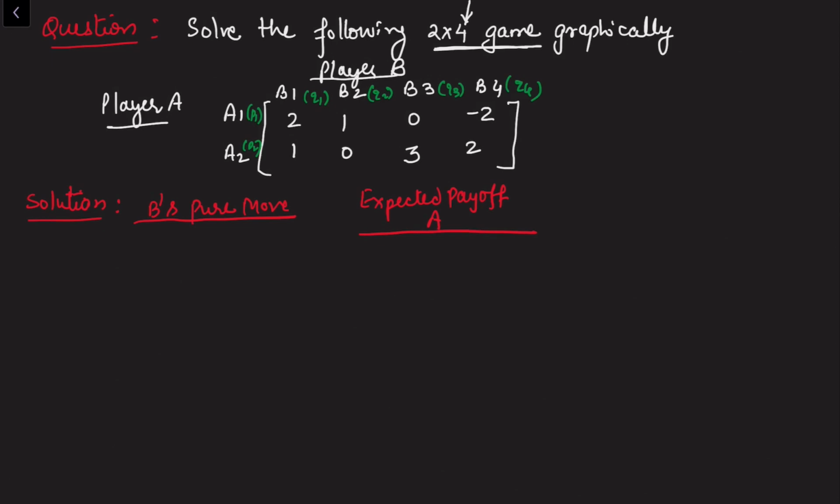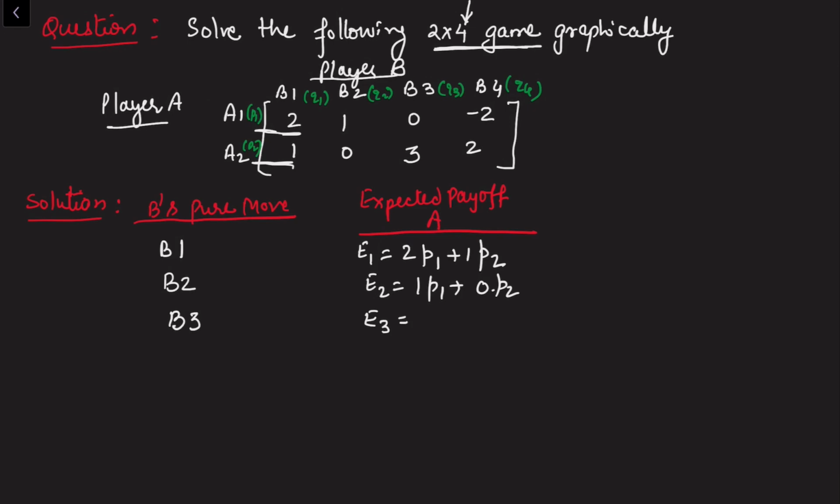Once we write B's pure move, let's say B moves with the move B1. If it is B1, the expected gain is 2 times the first probability plus 1 times the second probability, that is P2. I am simply multiplying these two quantities. If B moves B2, then the expected gain is 1 into P1 plus 0 into P2. If B moves B3, then the expected gain is 0 into P1 plus 3 into P2. I'm just reading the third column and multiplying it with the probabilities P1, P2. If B moves B4, it is minus 2 times P1 plus 2 times P2.